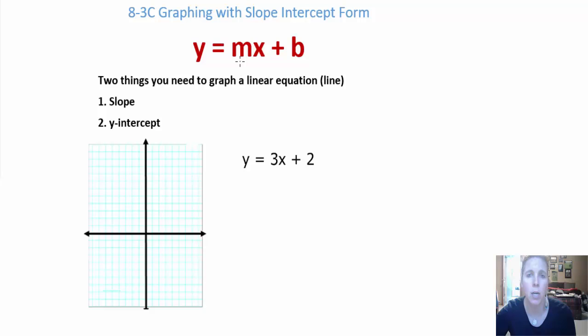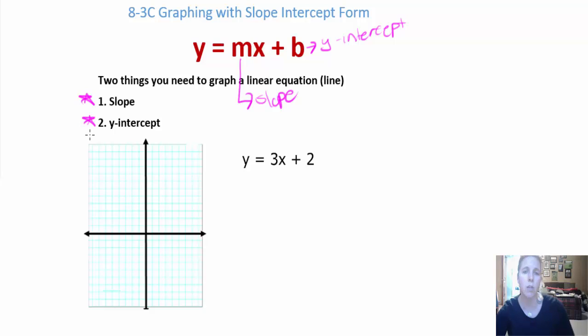So remember that the m is your slope and your b is your y-intercept. That's the only two things you need to know in order to graph something. You need to know your slope and your y-intercept. If you know those two things, you can graph the linear equation. Okay, so let's look here.